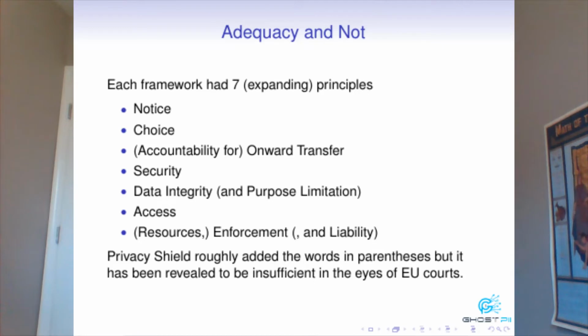I want to talk real quick about just what was in these adequacy frameworks, Safe Harbor and Privacy Shield. They each had seven high-level principles.